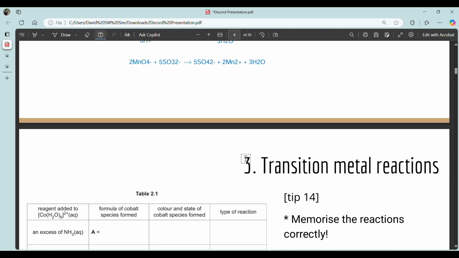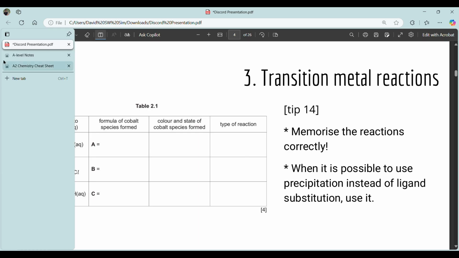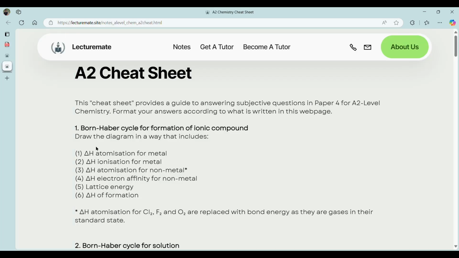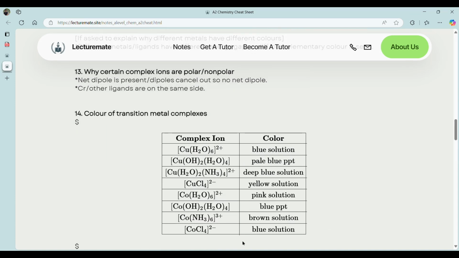Alright, let's move on to the next one, transition metals. For transition metals, this is very much a memorizing game. I put everything out neatly in this table, so I really recommend you go to this website, read this table and memorize everything.